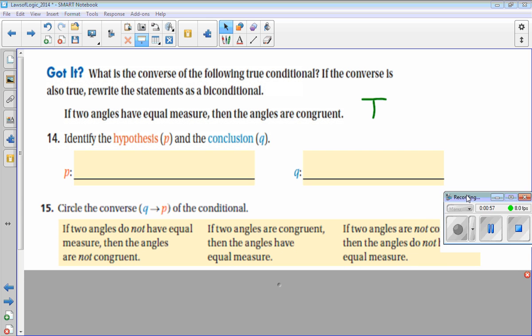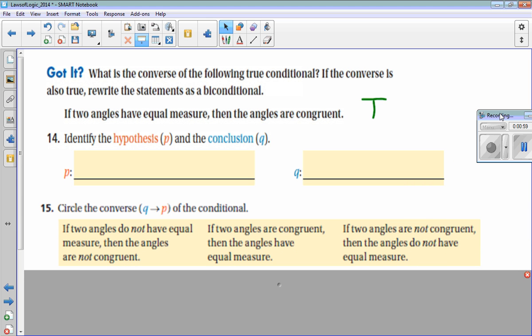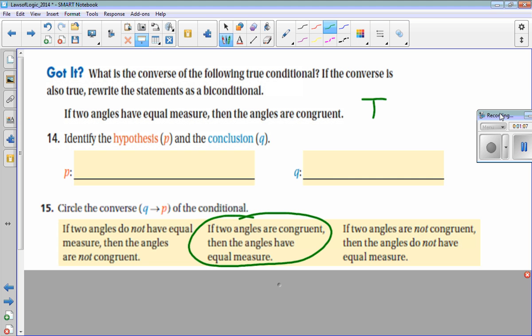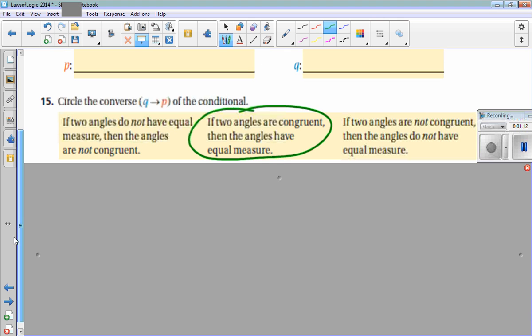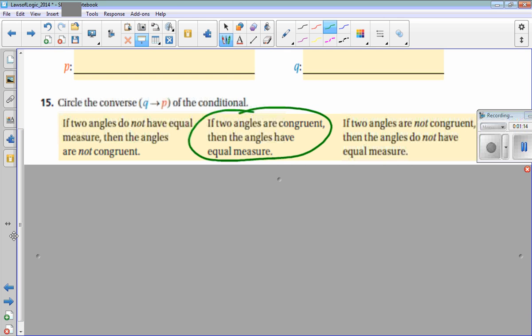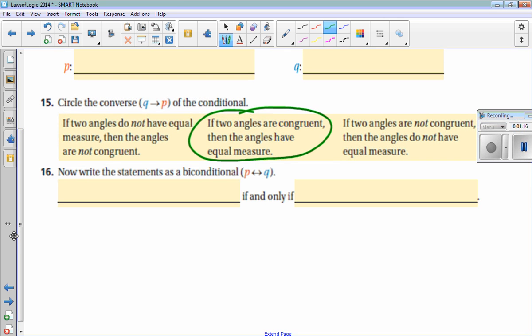Let's figure out which one of these it happens to be. It would be: if the angles are congruent, then the angles have equal measure. So wouldn't you agree that this is going to be the converse? Hopefully that's what you wrote. Is that what you wrote? Is that a true statement? Yeah, it's true as well.